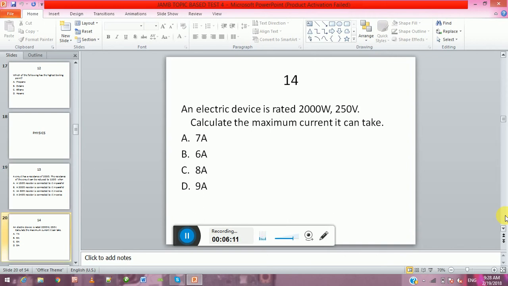An electric device is rated 2000 watts, 250 volts. Calculate the maximum current it can take. A. 7 amperes. B. 6 amperes. C. 8 amperes. D. 9 amperes.